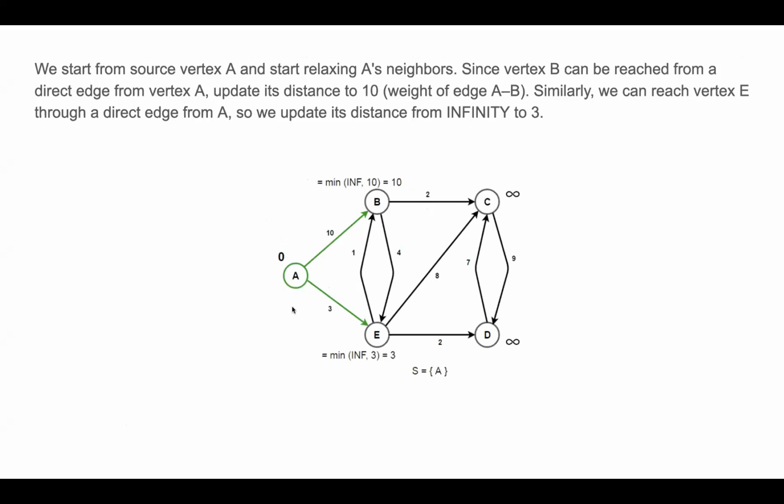Okay, A's neighbors, who are there? B and E. Since vertex B can be reached from a direct edge from vertex A, update its distance to 10, the weight of edge AB. Similarly, we can reach vertex E through a direct edge from A. So we update its distance from infinity to 3.